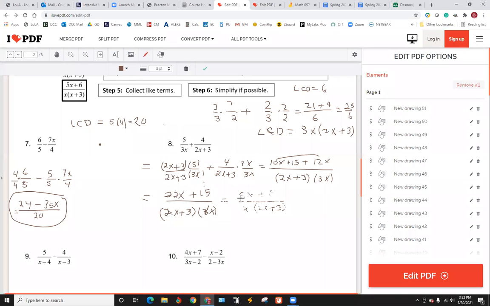22x plus 15. So that's all we can do. This is all still in there because there's no common factor on each of those things. So this is the end of the road. Yeah, it's right there.